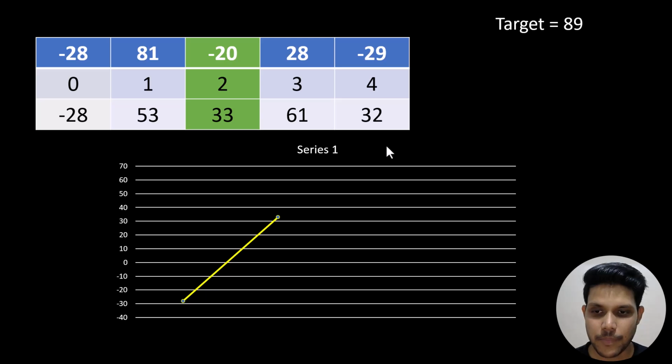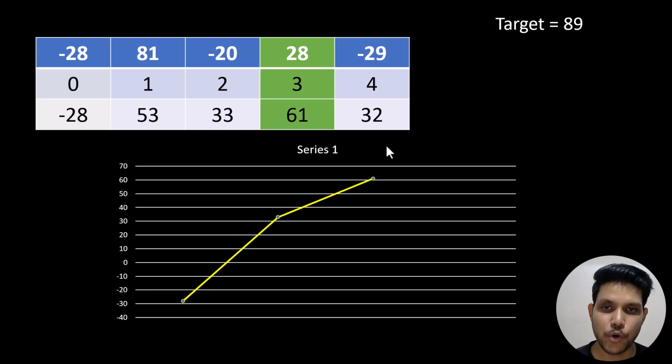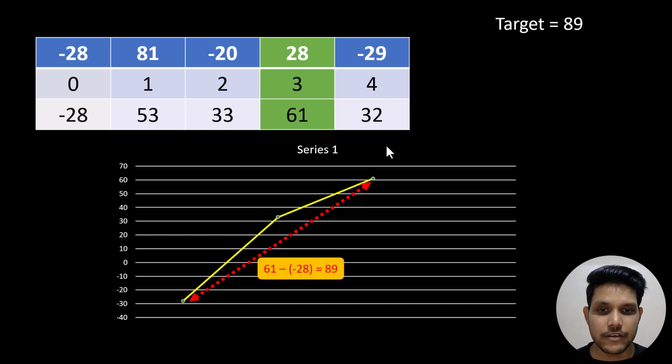Once we remove it, the graph will look like this, wherein we have two values, which are minus 28 and the index 2 value, which is 33. We move ahead, we plot another value, which is index 3, sum 61. Now the sum between the two indexes is the difference between the sums at those two indexes, which is 61 minus of minus 28, which gives us 89, which is the target sum that we are trying to find. So we'll keep the answer with us, the window size, which is 3 minus 0, which gives us 3.